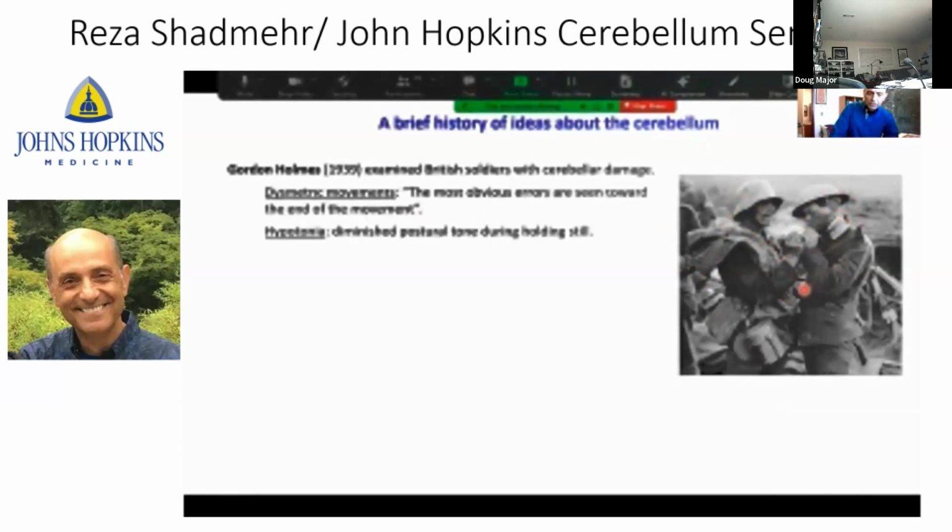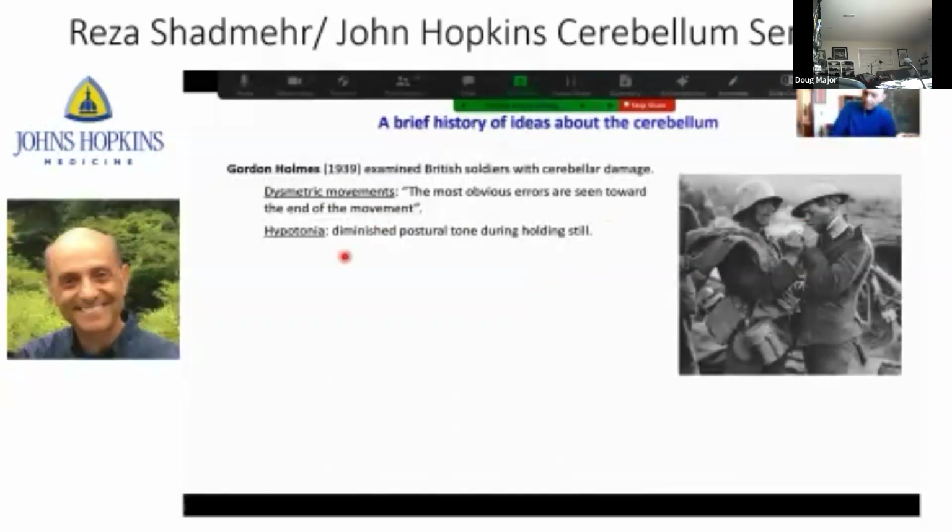And he came up with two fundamental ideas that we still rely on to diagnose basically people with cerebellar damage. And these two ideas are the following. The first is control of movements, and that has to do with the control of the endpoint. And this led to the concept of dysmetria, the notion that the movements that these patients were making often started out okay, but then it ended poorly. The second idea was the notion of hypotonia, that postural control was also affected in these patients.